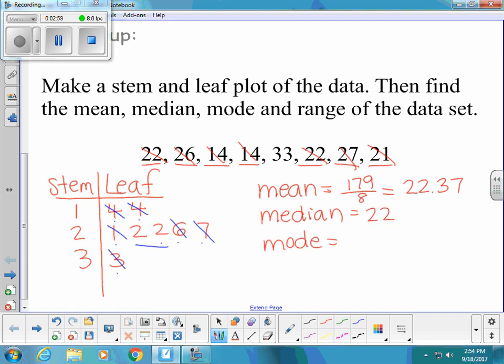Our mode, our numbers that appear the most. There's 2 4s here, which are both 14. And there are 2 2s here, which are both 22. So both of those numbers are our modes. So that was 14 and 22. Those are our answers for our warm-up.